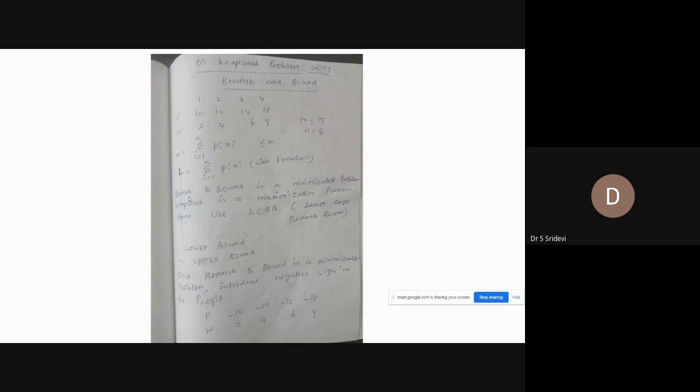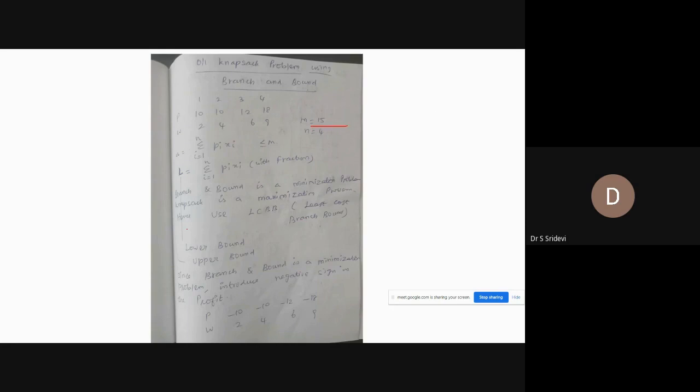As I said earlier, branch and bound is a minimization problem. Your objective is to reduce the cost. But knapsack is a maximization problem. Your objective is to maximize the profit. At the same time, the capacity of the knapsack, or capacity of the bag, should not exceed the allocated weight, that is 15 kg. It should not exceed weight 15 kg.